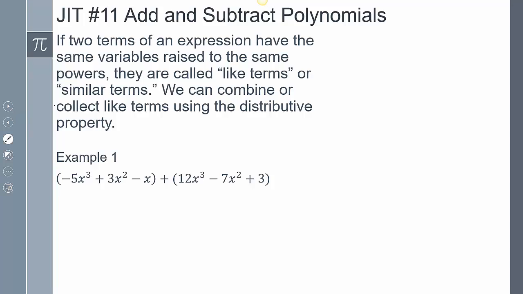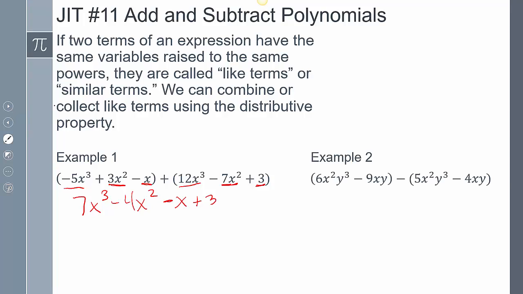So in this example here, I need to find what type of variables are the same. And so in this case, this negative 5x to the third and this 12x to the third are the same. And so you just add or subtract the coefficients. So negative 5 plus 12, that's going to give me 7x to the third. I know that this 3x squared and this 7x squared, those are the same. So 3 plus negative 7 is going to give me negative 4x squared. This negative x, there's no other x term. I can't combine it with that. So I just have negative x. And this 3, there's no other constant, so I can't combine that together. So I get plus 3.